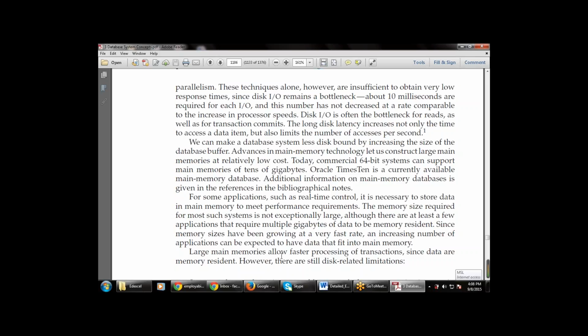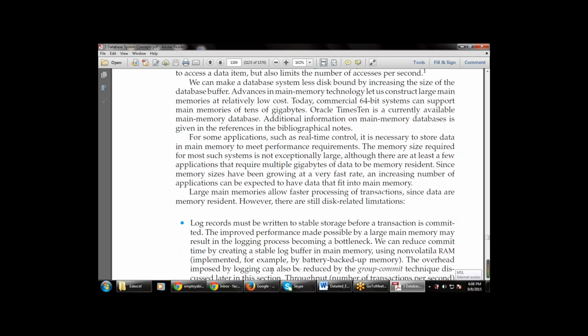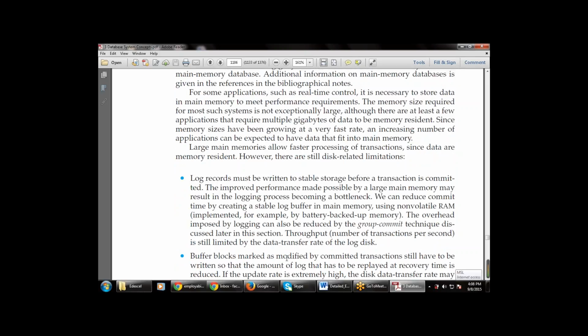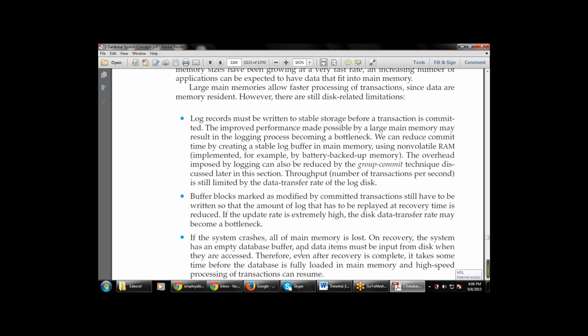The memory size required for most systems is not exceptionally large, although there are at least a few applications that require many gigabytes of data to be memory resident. And since memory is very fast, an increasing number of applications can be expected to have data that fit into the main memory. Large memory is also used for processing of the database, but there are some limitations of large scale memory that we discussed in the last class.